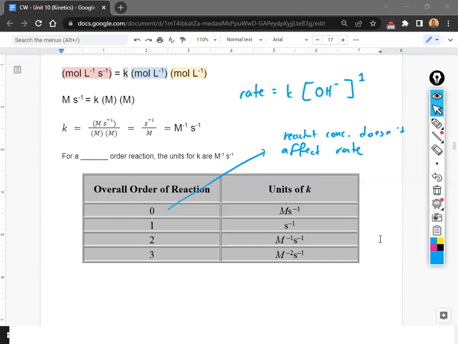Like in the very first unit, I don't remember what it was called, but it talked about whether a property was dependent on quantity. Could those be applied here? Yeah. Some reaction. So most of the time reaction rates depend on the quantity, but sometimes they don't.